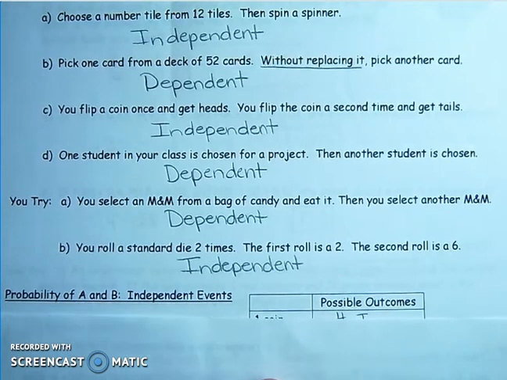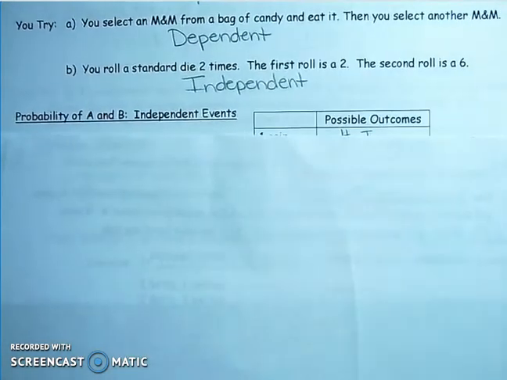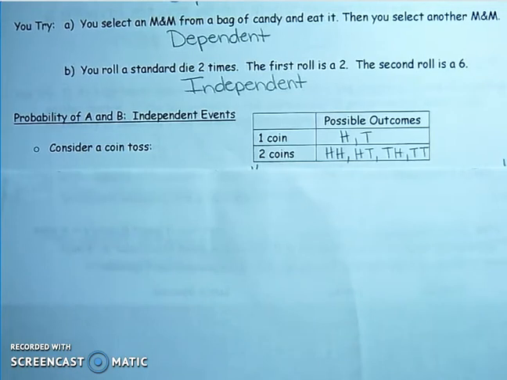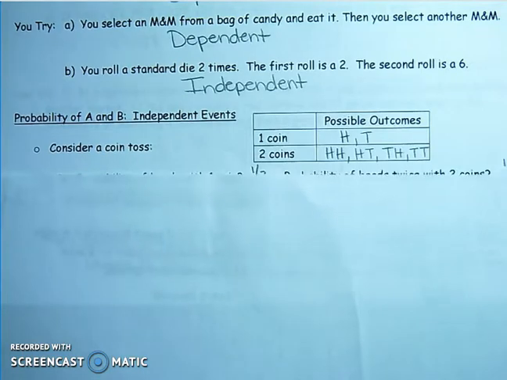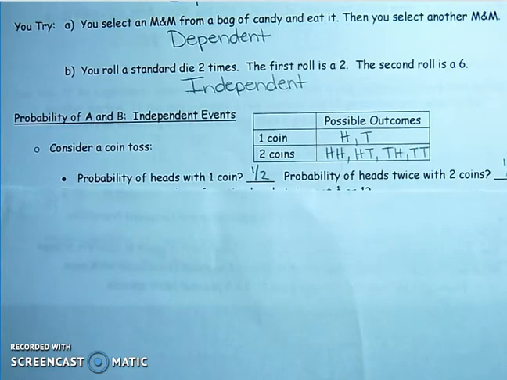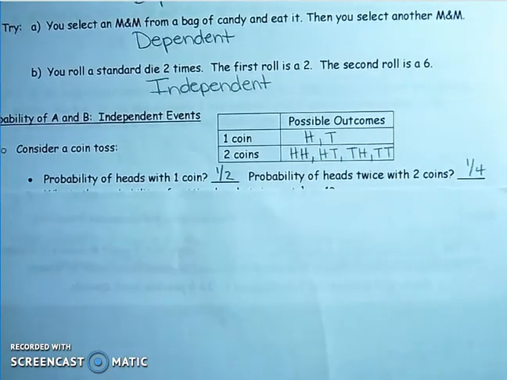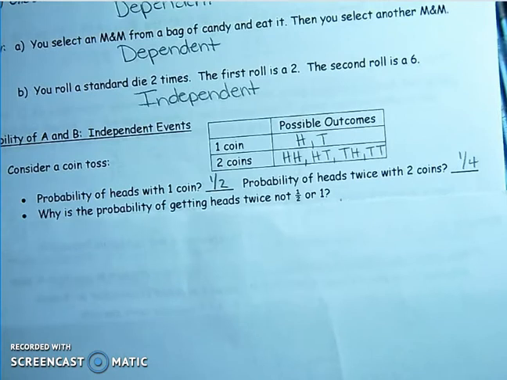Okay, so now we're going to look at some independent events and how to determine their probabilities. So looking at a coin toss, when you have one coin, you can get heads or tails. When you have 2 coins, you can get heads, heads, heads, tails, tails, heads, tails, tails. So you have 2 possible outcomes with 1 coin, whereas you have 4 possible outcomes with 2 coins. So the probability of heads with 1 coin is 1/2. The probability of heads twice with 2 coins is only 1/4.